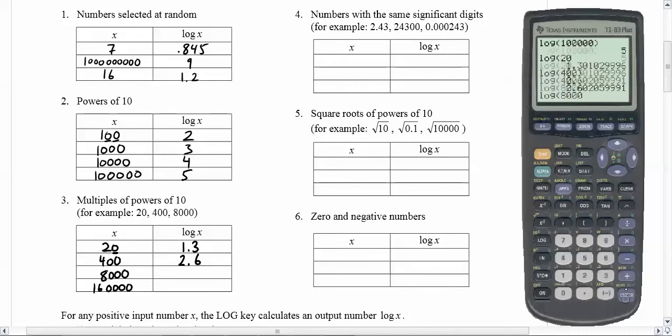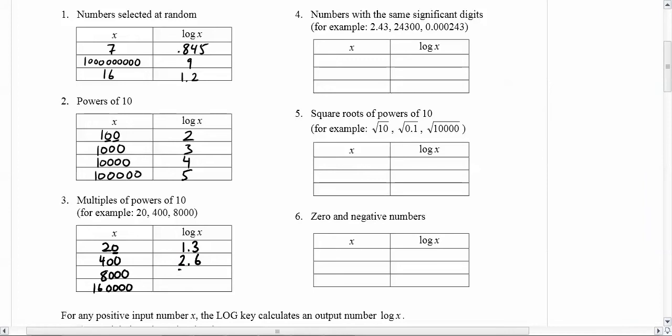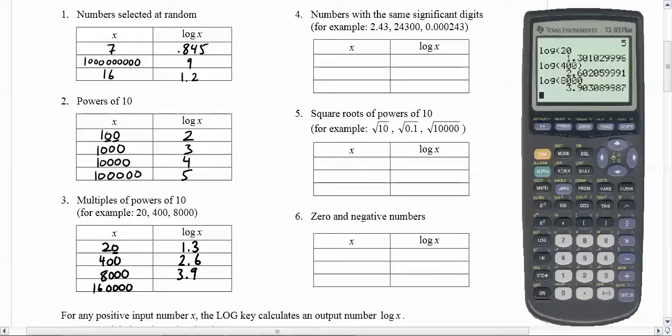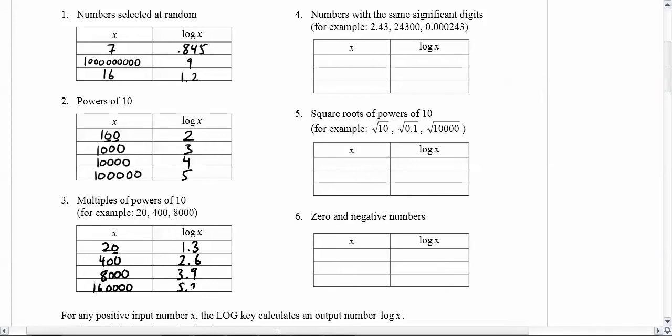Log of 8,000 has 3 zeros, and it's almost at 10,000. So we have 3.9. And log of 160,000 is 5.2. Because there's 5 places after the 1.